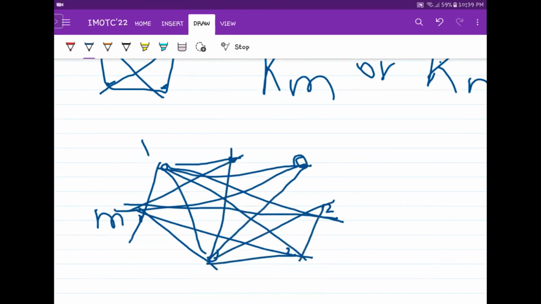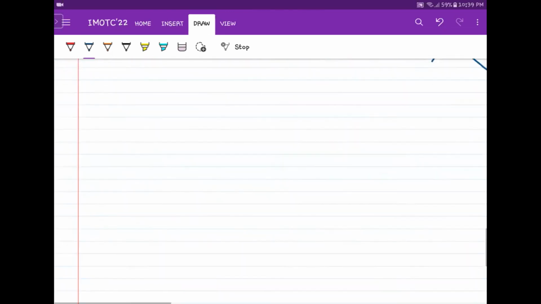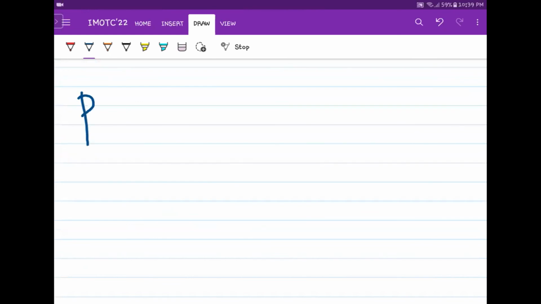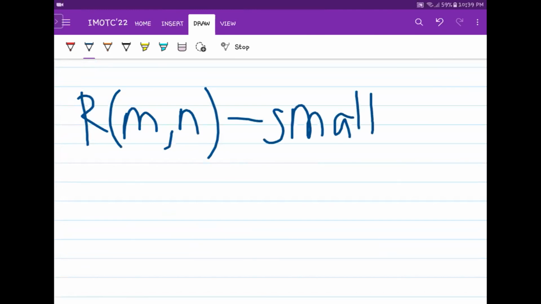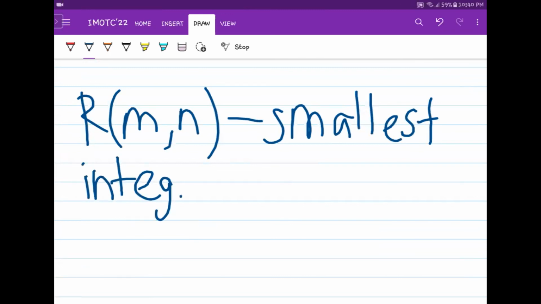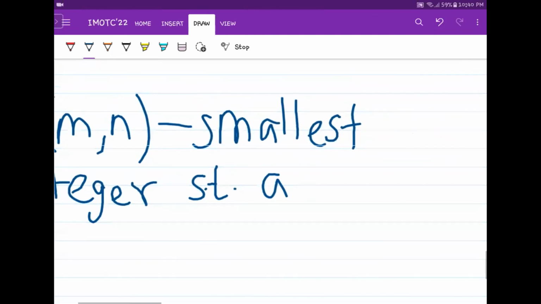I don't want to make it messier, but I hope it serves the purpose. Also, how do you define R of M, comma N? Shall I give the formal definition? Yes. Do you know what bicoloring is? So suppose there are k vertices, then each edge will have either red or blue color. That is bicoloring.